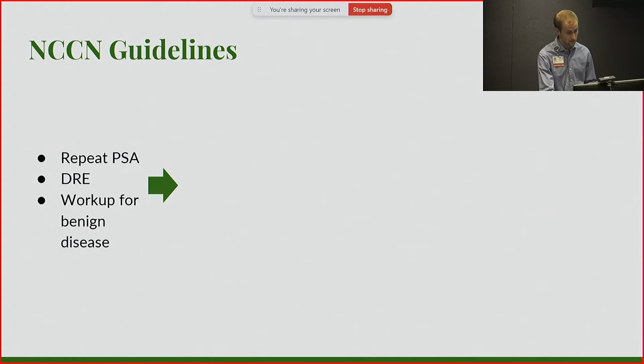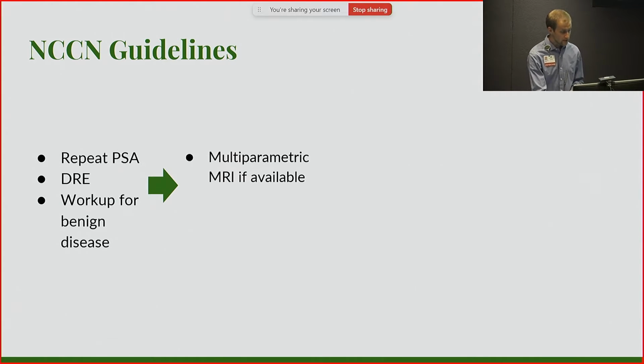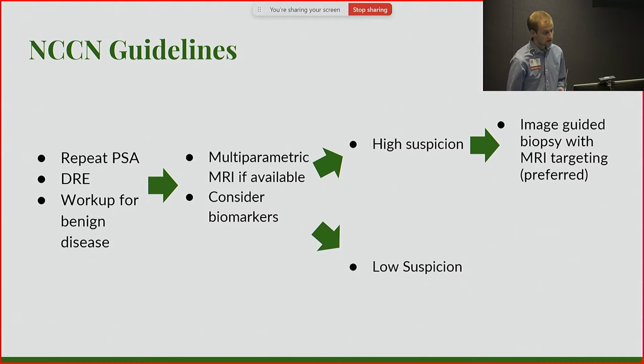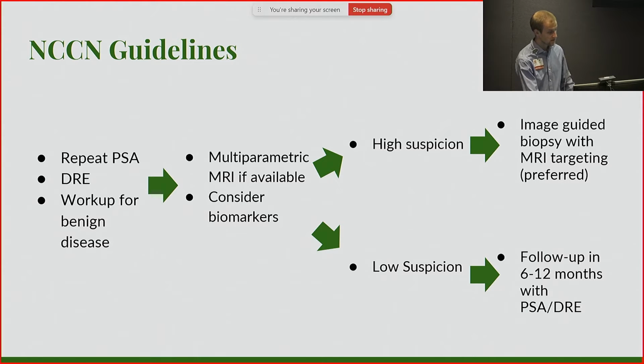So for the NCCN, they recommend, like I said, repeating a PSA, doing a rectal exam, workup for benign disease, BPH, et cetera. If you have MRI, they recommend obtaining an MRI. Also, you can consider biomarkers. I'll probably table that discussion. There are a couple other sort of what I just call fancy genetic type tests that you can do on the urine, blood, et cetera. If you have high suspicion based on the MRI or low suspicion, that's your next inflection point. If you have high suspicion, going with an image-guided biopsy with MRI targeting is preferred. If you have low suspicion, then you can kind of follow with PSA and rectal exam, like I talked about.